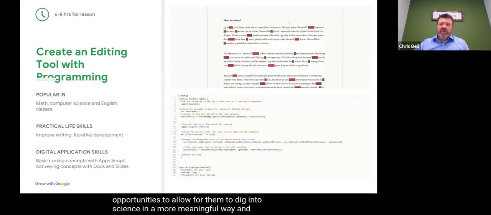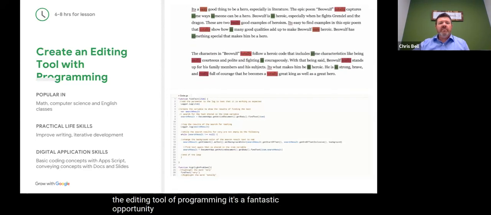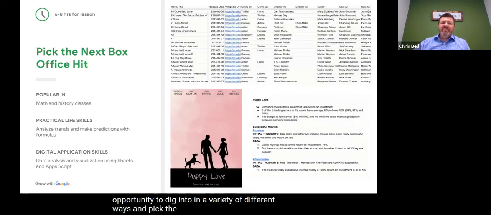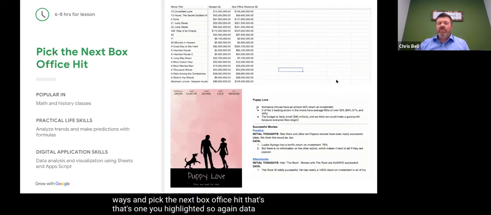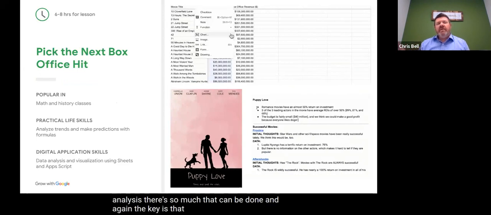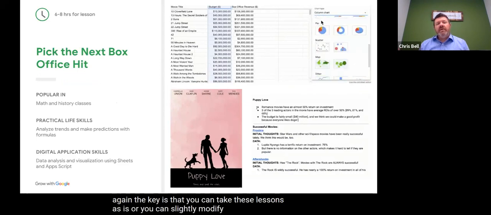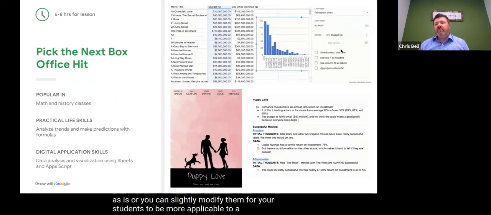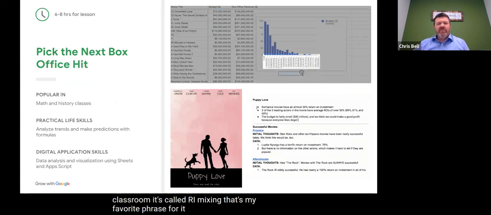And obviously, Amanda talked about the editing tool with programming. It's a fantastic opportunity to dig into in a variety of different ways. And pick the next box office hit, that's one that you highlighted. So again, data analysis, there's so much that can be done. And again, the key is that you can take these lessons as is, or you can slightly modify them for your students to be more applicable to a science classroom. I like to call it remixing. That's my favorite phrase for it. Teachers always like to remix, right?